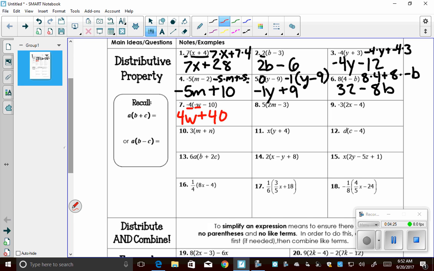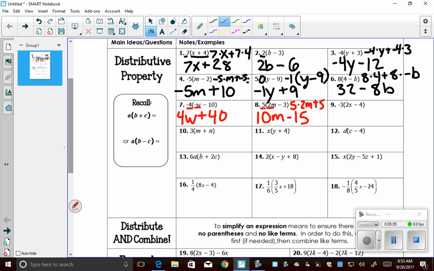Number 8. 5 times 2m minus 3. I know there's numbers in front of the variables now, but you have to do the 5 times 2. So it's really going to be 5 times 2m plus 5 times negative 3. So 5 times 2 is 10m. You leave the variable the same, plus 5 times negative 3, which gives me negative 15. I'm going to erase that negative 3 so I can look at number 9.